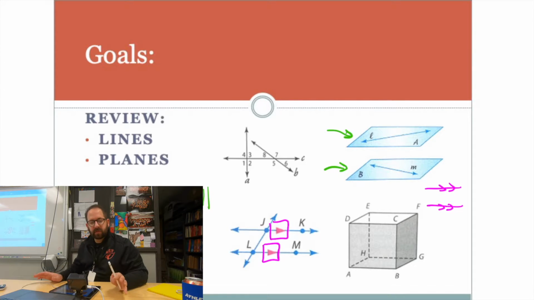It doesn't mean the lines are the same size. Lines don't have size. They're non-measurable, but they're just going the same direction. So that's a little symbol. They don't have a symbol like that for a plane. They just have them for lines.